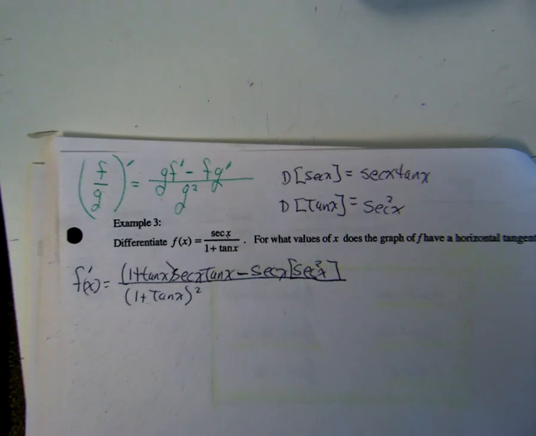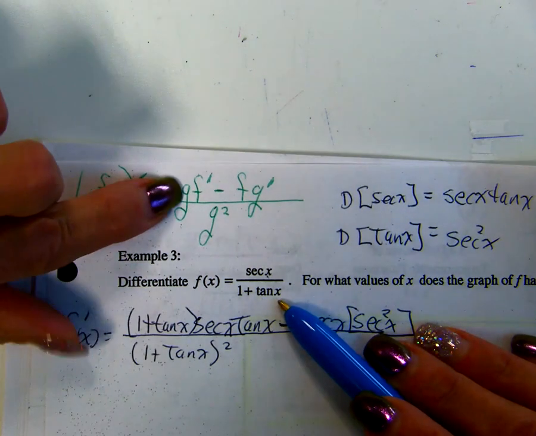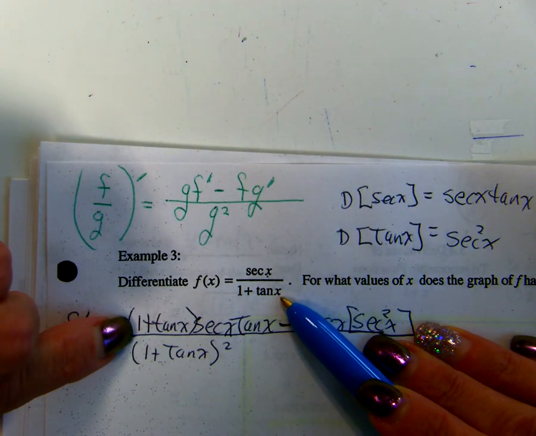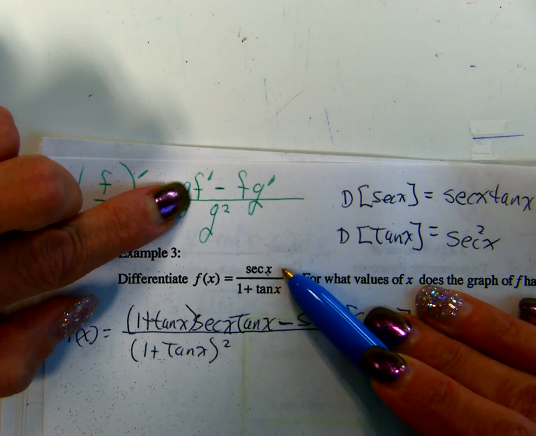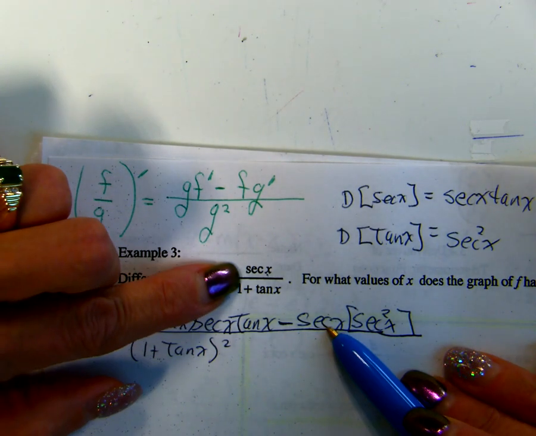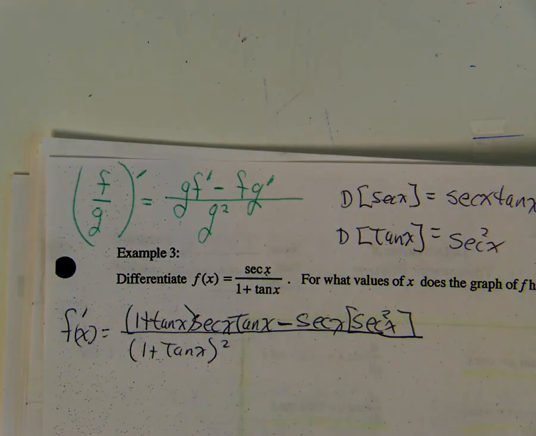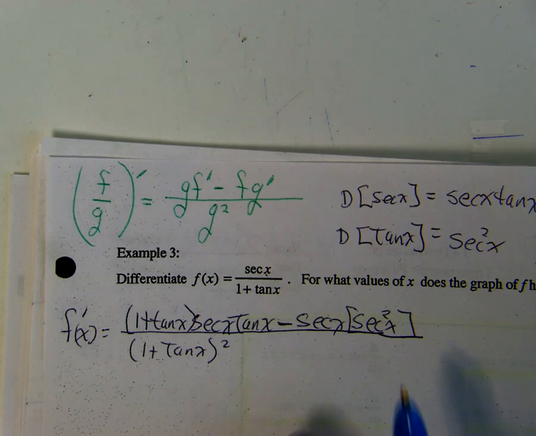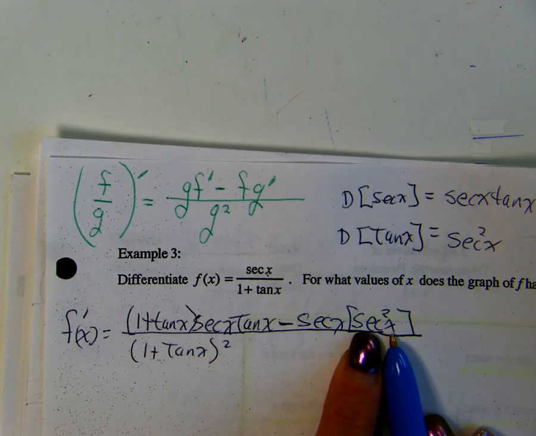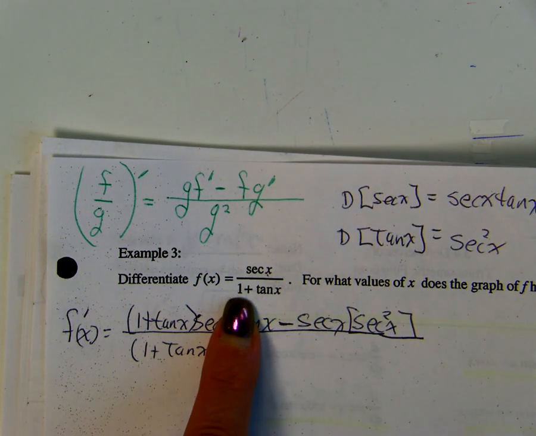Okay, so one more time. We're looking at g, 1 plus tan x on the top, times the derivative of the top. The derivative of secant is secant tan, minus the top, secant, times the derivative of the bottom, which is secant squared, all over the denominator squared. You want to put in a plus 1 here. Why? How did we get the secant squared? We got it by taking the derivative of 1 plus tan, and the derivative of 1 is 0.